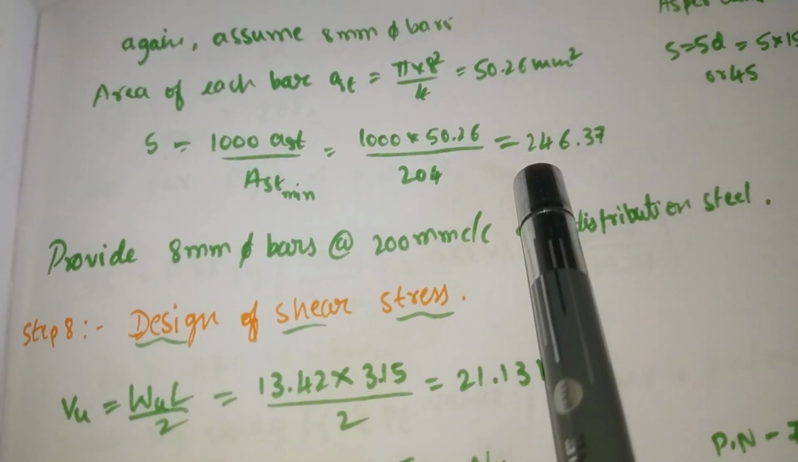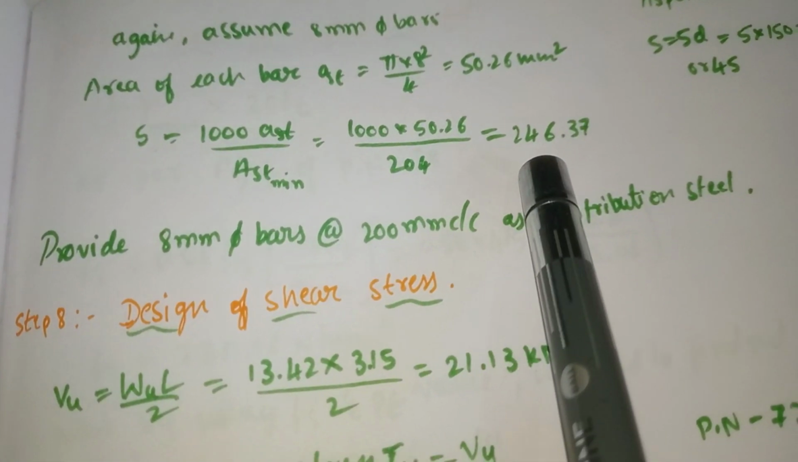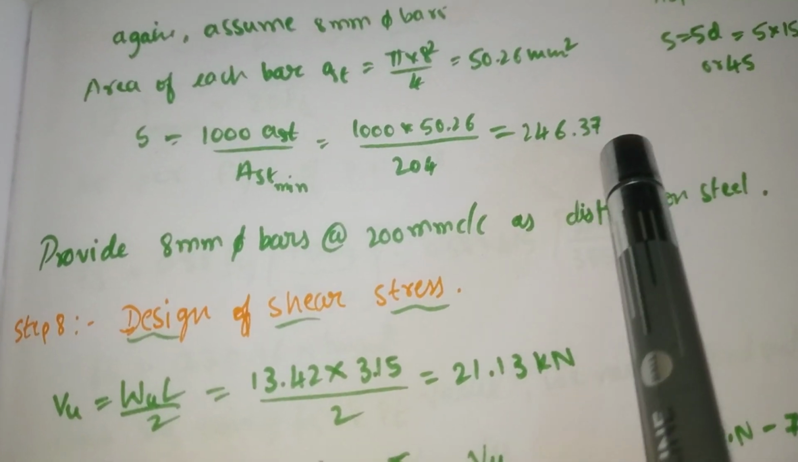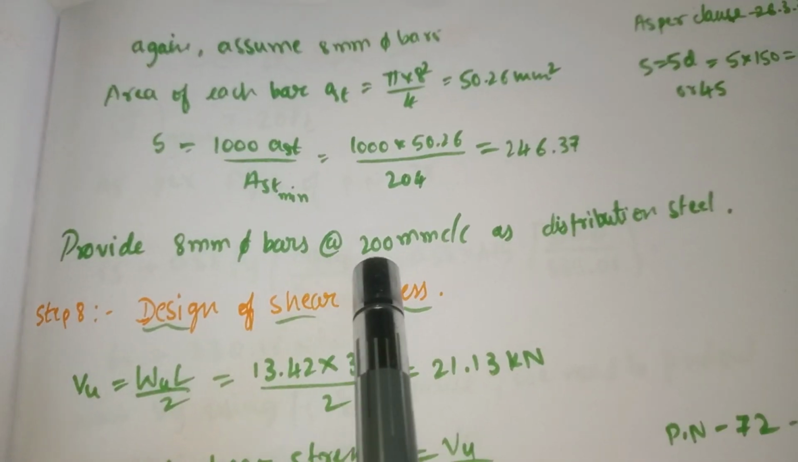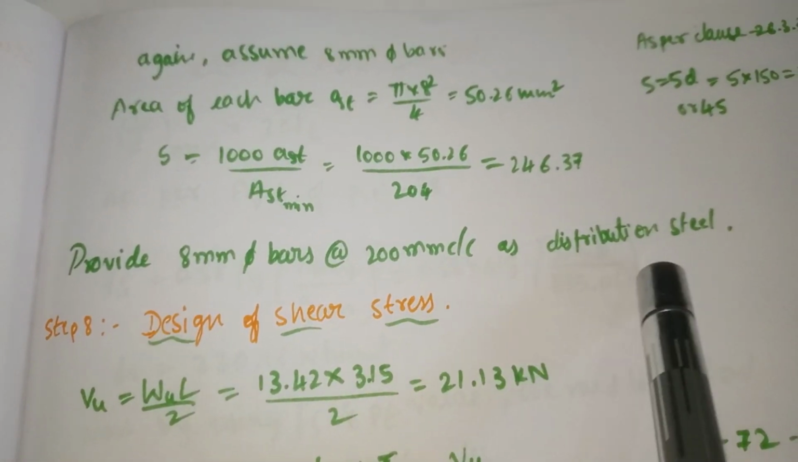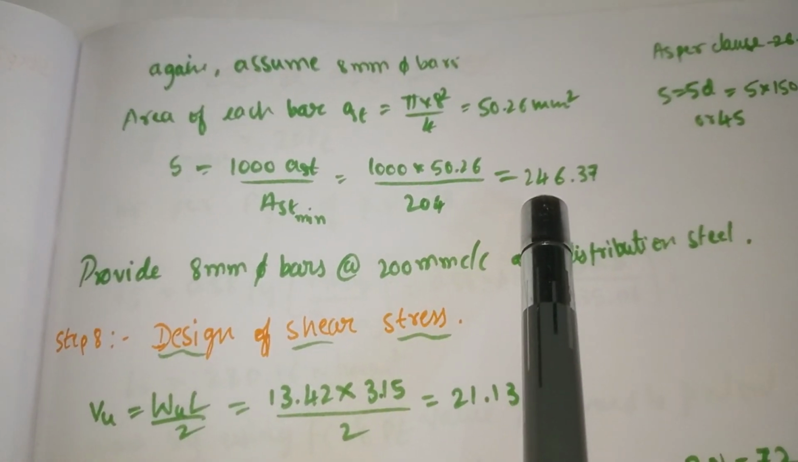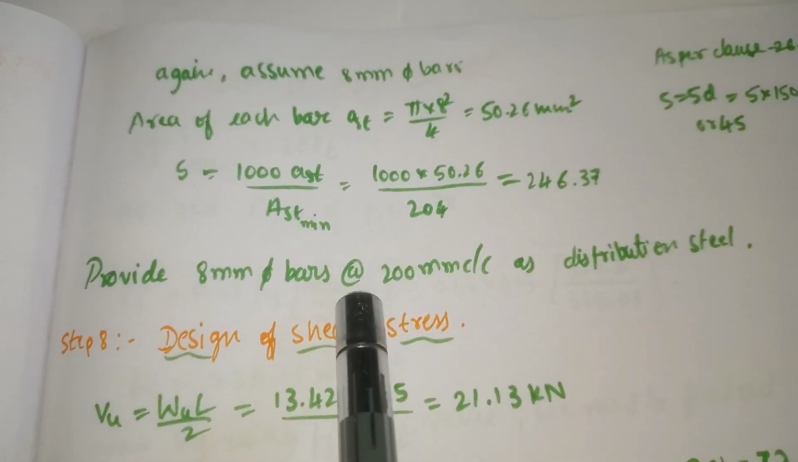After simplifying, the spacing value we got is 246.37. So provide 8 mm phi bars at 200 mm center to center as distribution steel. I am reducing the spacing value to 200 mm.